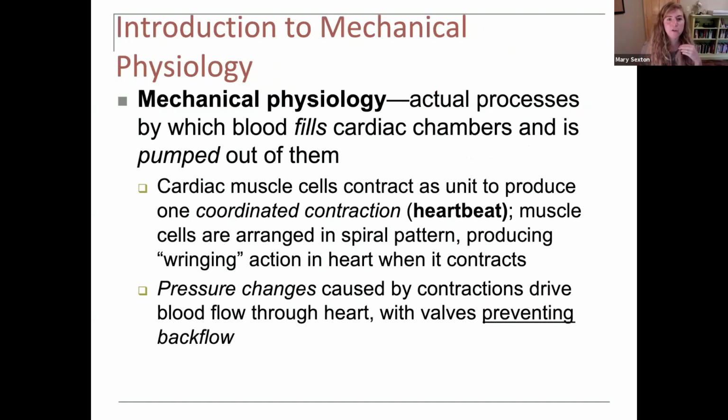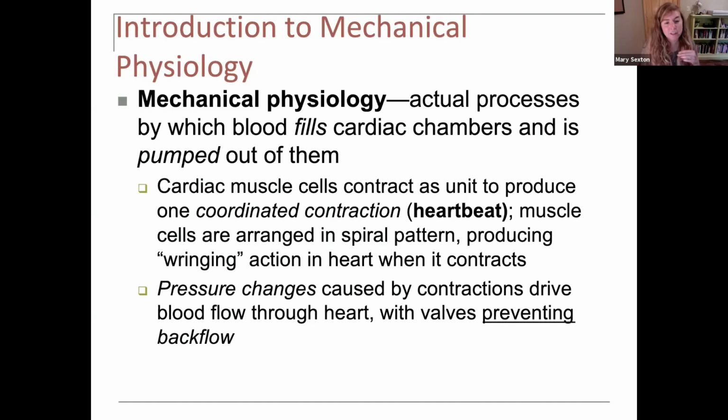So mechanical physiology is the actual process where blood fills the chambers and pumps them out. So cardiac muscle cells contract to produce coordinated contraction, where your atria have a spiral pattern and they wring out and push blood down into the ventricles. Then the atrioventricular valves, the tricuspid and bicuspid, close. As blood pushes back on the tricuspid and bicuspid, it makes the first loud heart sound. We call it the lub, or sound 1, S1.